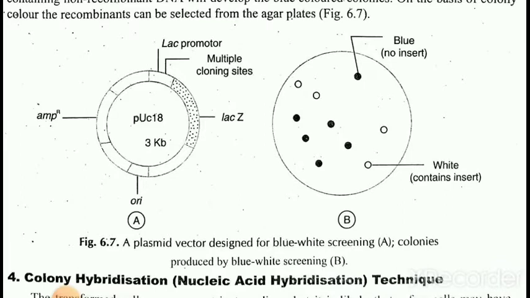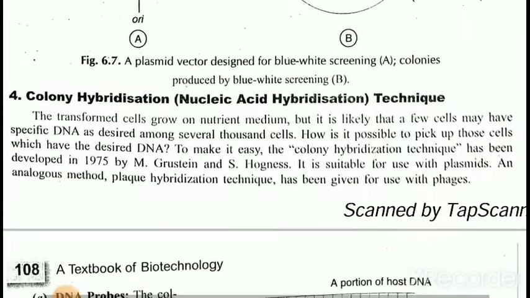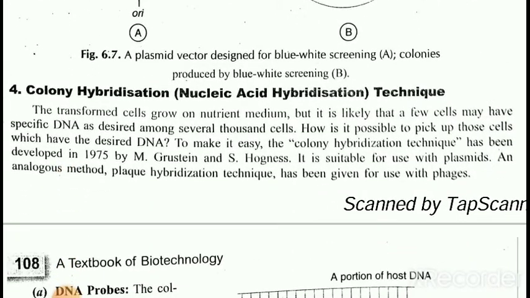B. 4. Colony hybridization, a nucleic acid hybridization technique. The transformed cells grow on nutrient medium, but it is likely that only a few cells among several thousand cells may have the specific desired DNA. How is it possible to pick up those cells which have the desired DNA? To make it easy, the colony hybridization technique was developed in 1975 by M. Grunstein and D. S. Hogness.